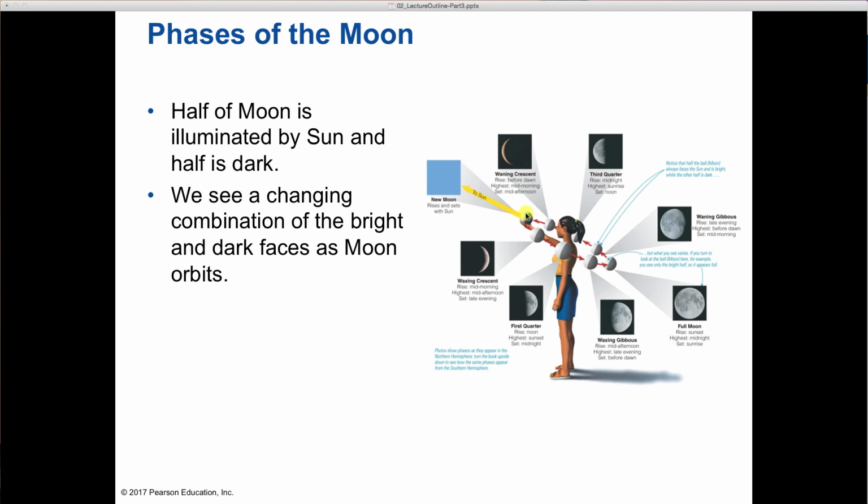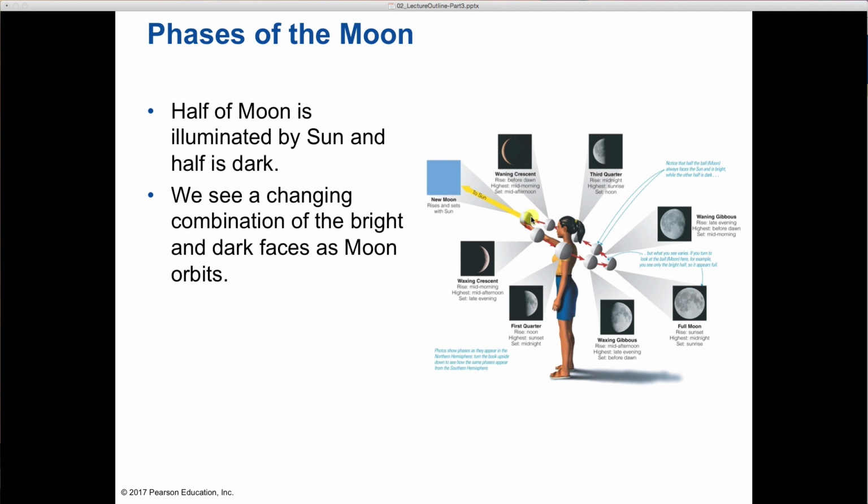The entire illuminated side of the moon is opposite from the Earth side. We see the dark side over here, and so we don't see anything. This would be during the day, and we just don't see the moon. It looks like you don't see anything there. The moon is there; the lit up side just isn't facing us. And so this is called a new moon. We just don't see it.